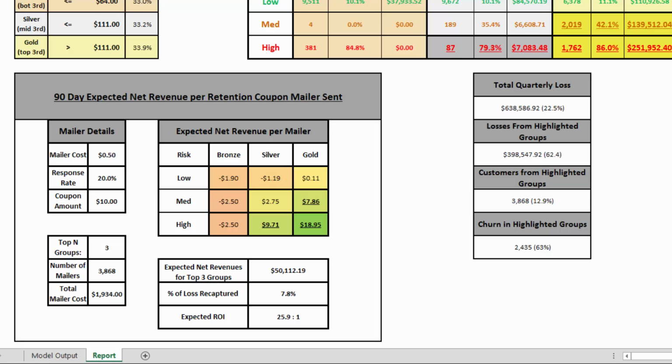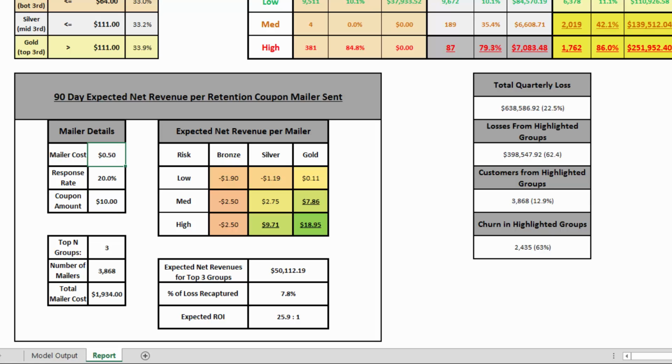Next, I created a tool to calculate the effects of sending the top spending high-risk customers a coupon to let them know the company appreciates their business. This allows you to determine the cost of the retention effort, the value of each group, and the expected return on investment from the campaign.